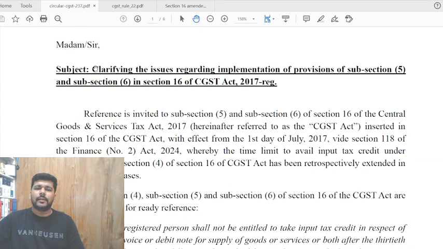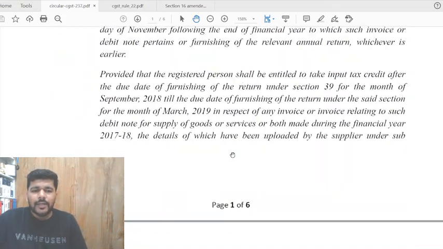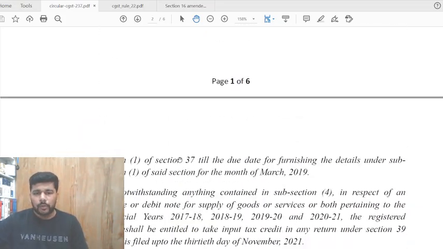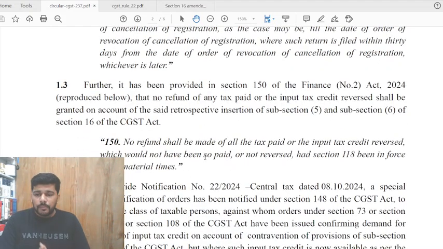Now this circular is clarifying the issues for implementation of Section 16 subsection 5. As I said, I am not covering 16 subsection 6 on purpose. Of course, we are not really inclined to read the entire circular. The upper points are exactly the same as what we have already discussed. One important point over here is, if some taxpayer during the course of audit or adjudication has already paid the input tax credit amount for this 16.4 default, meaning that person has already paid whatever demand came under 16.4.